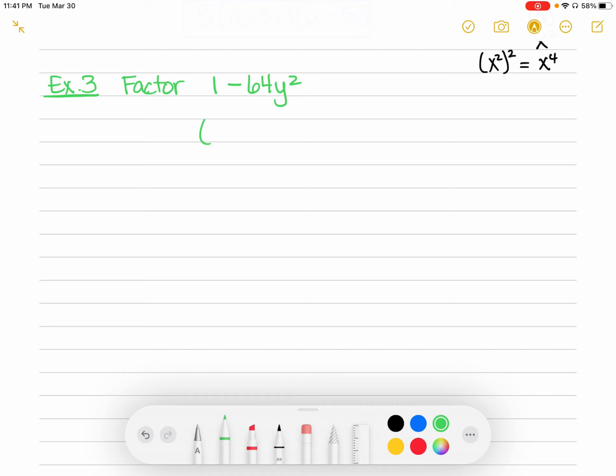So instead, I'm going to put my 2 parentheses. And I know these are both squares because 1 times 1 equals 1. This is 8 times 8, and this one is y times y. So everything is a square. And so I'm going to have a plus and a minus. 1's going to be in the front, right? 1 times 1. And then in the back, I'm going to have 8y. Because here I have an 8 and here I have a y. Okay, is that what everybody got?